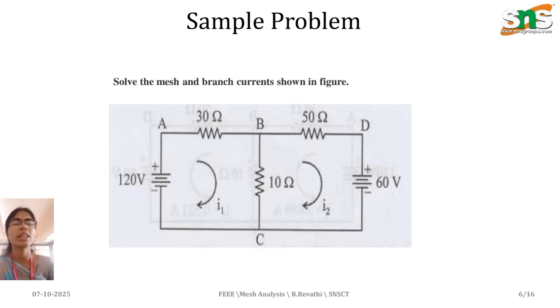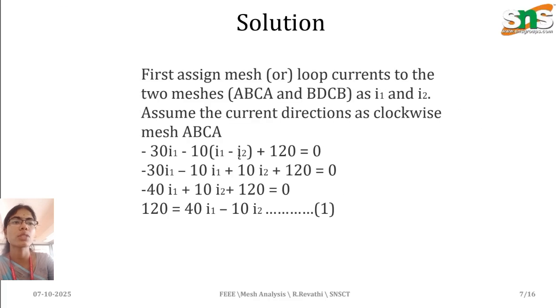So we can get I1 and I2. If we need to find the branch current of the circuit, I naught is equal to I1 minus I2. So once we find I1 and I2, subtracting these two components, we can get the branch current in the circuit.